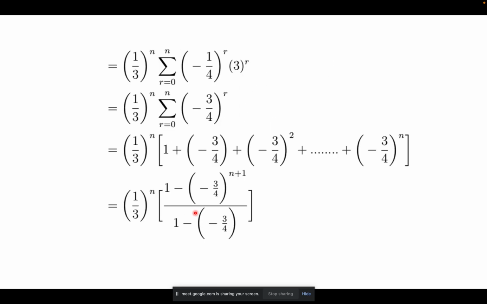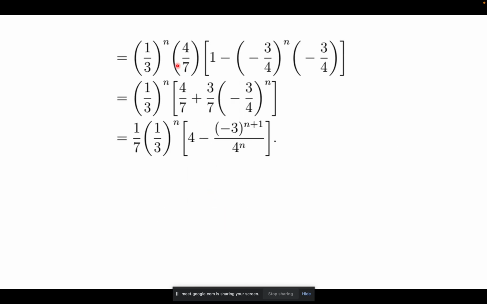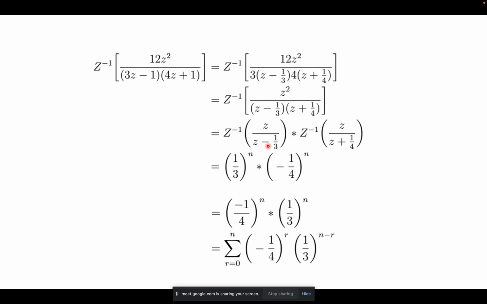If I move forward, I can bring some terms outside, so I can write (1/3)^n times 4 by 7 times 1 minus (-3/4)^(n+1). Then I can write it as (1/3)^n times 4 by 7 times 1 minus (-3/4) power n times minus 3 by 4, just using some algebra. And then I can take this 7 outside: 1 by 7 times (1/3)^n times 4 minus (-3/4)^n upon n plus 1. So is this question clear?